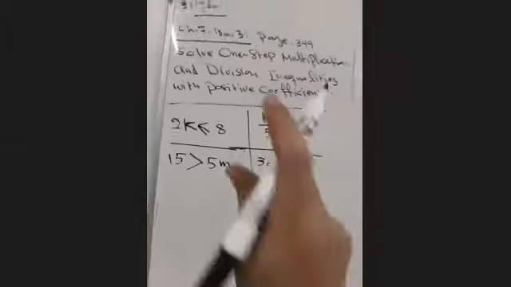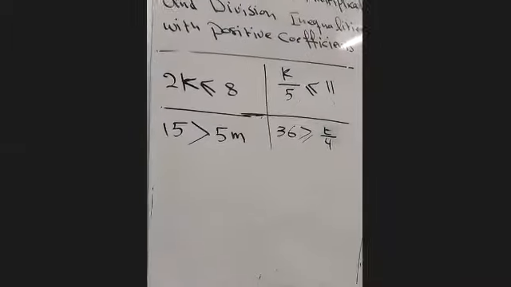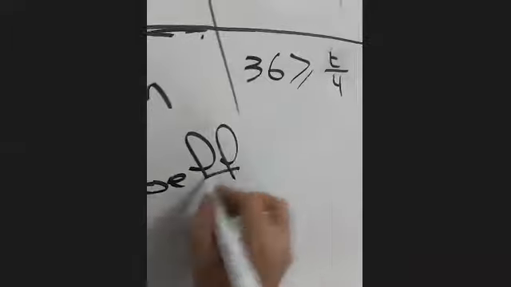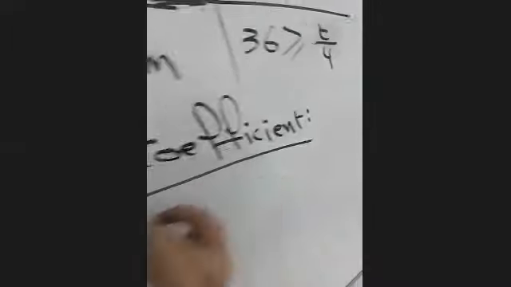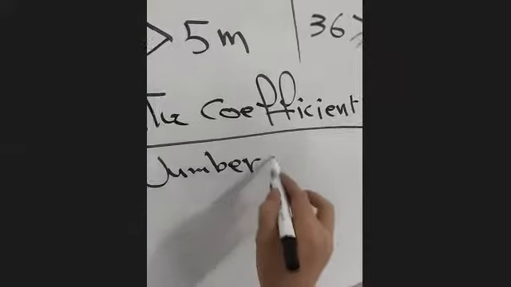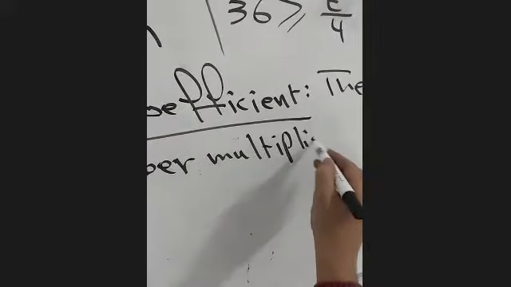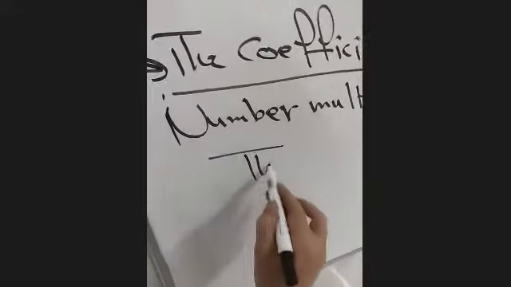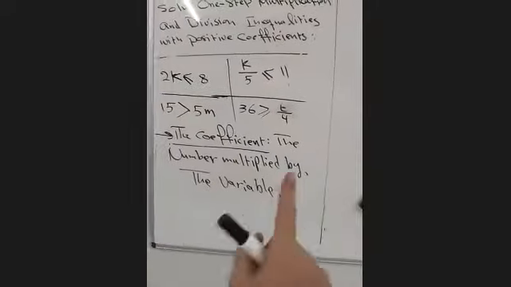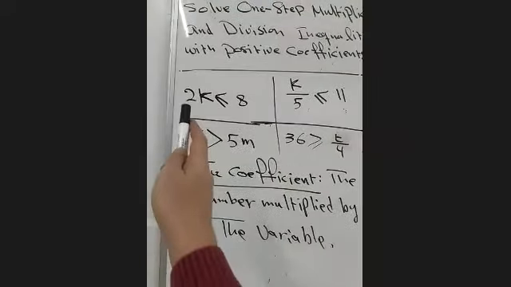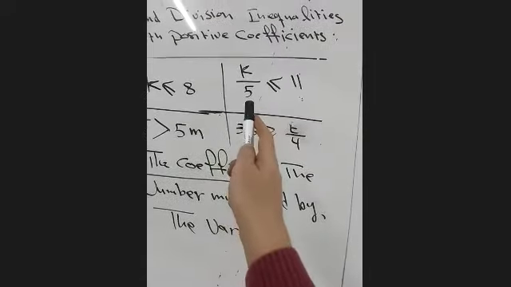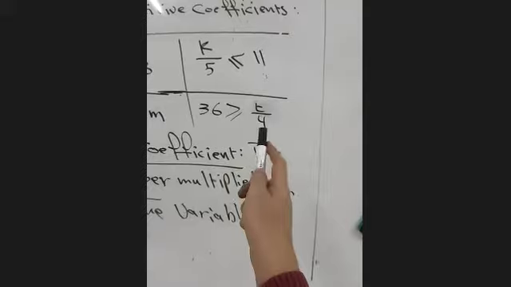So the coefficient, guys, is the number which is multiplied by the variable. Don't forget that. The coefficient is the number multiplied by the variable. Here it is 2 and it is positive. Here it is 5 and it's positive. Here it is 1 over 5, which is positive. Here it is 1 over 4, which is positive.